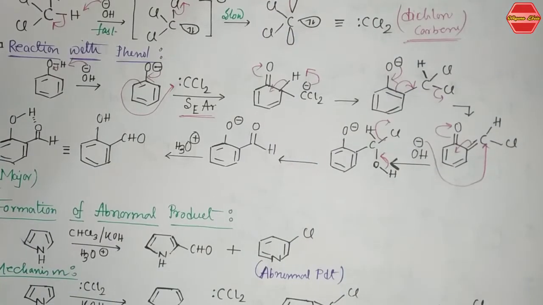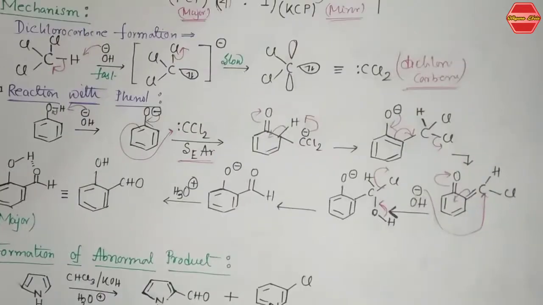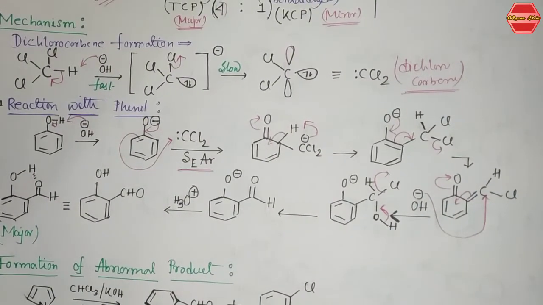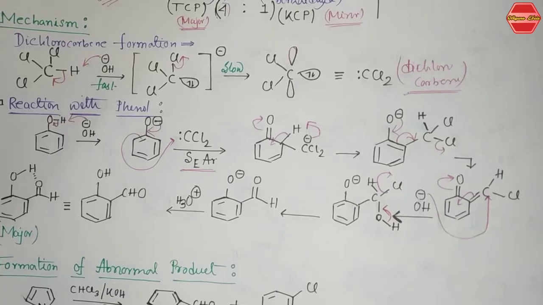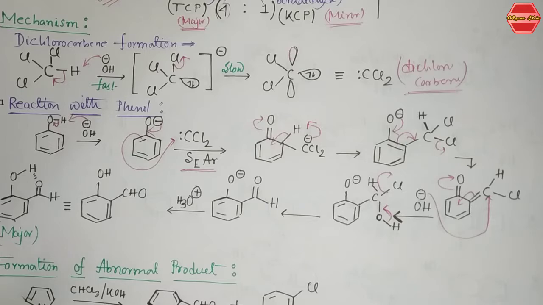Now the most important thing is why we are using NaOH. If we use KOH, then what will be the problem? The problem is basically that when we use KOH as a base, the predominant product is the para one.